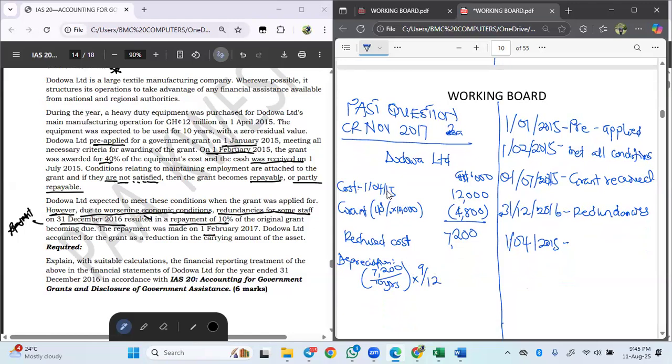Because they acquired it on 1st April 2015, the period to 31st December is 9 months. So what are we having as depreciation here? 540. Now we are having the carrying amount as at 31st December 2015 as what?